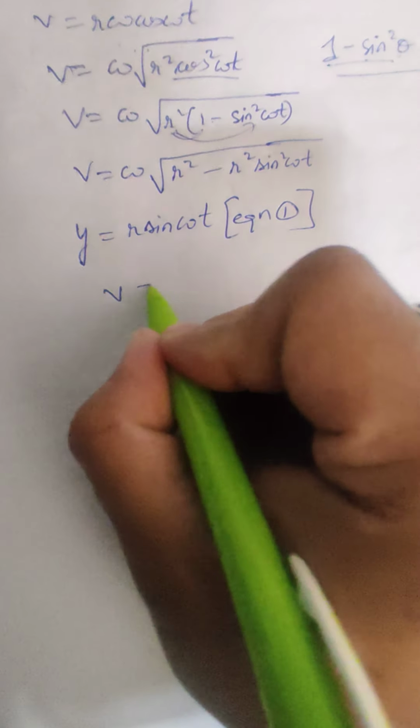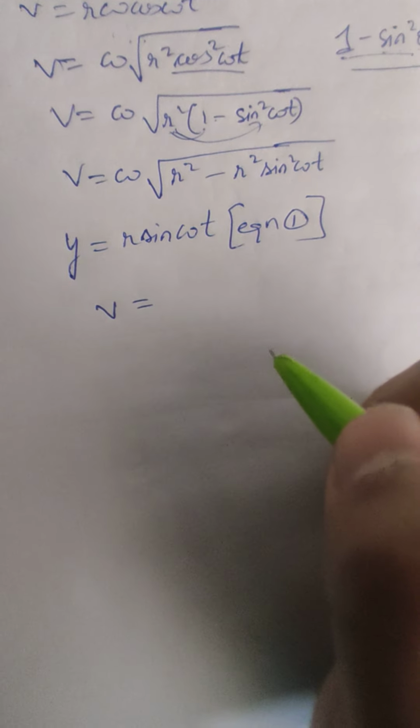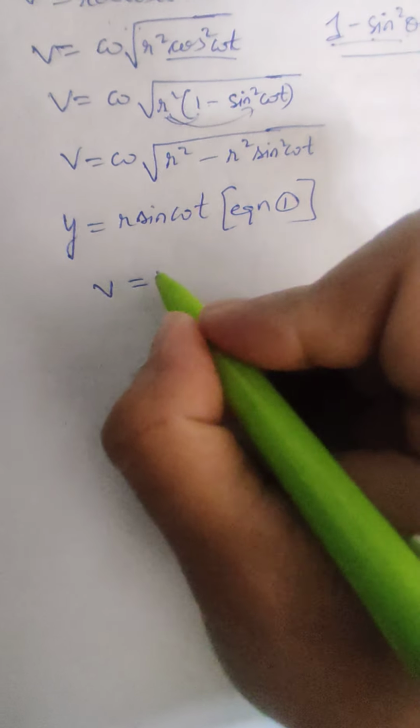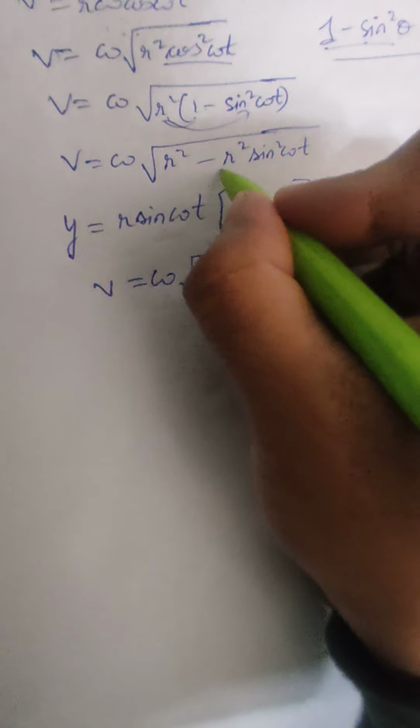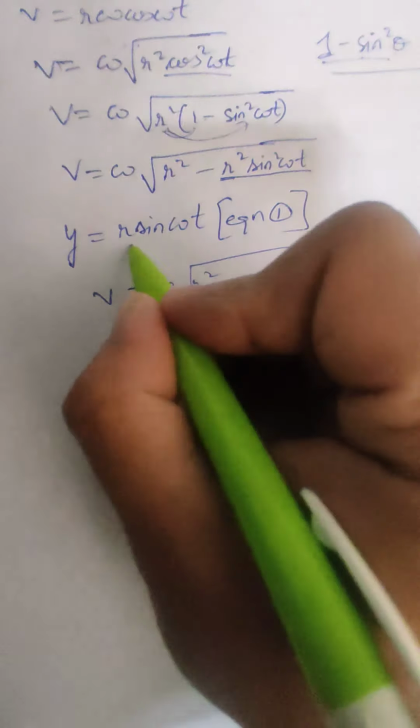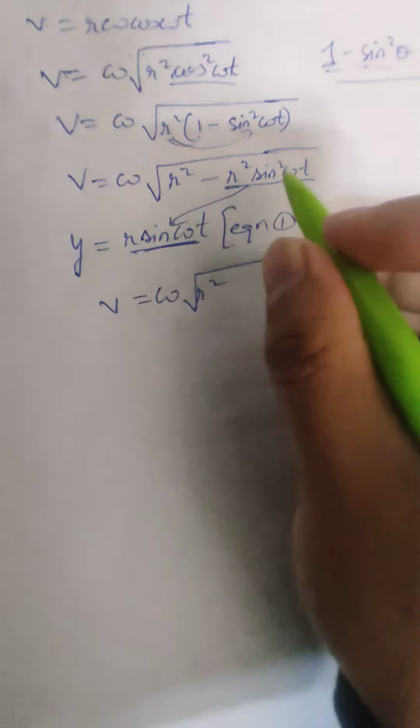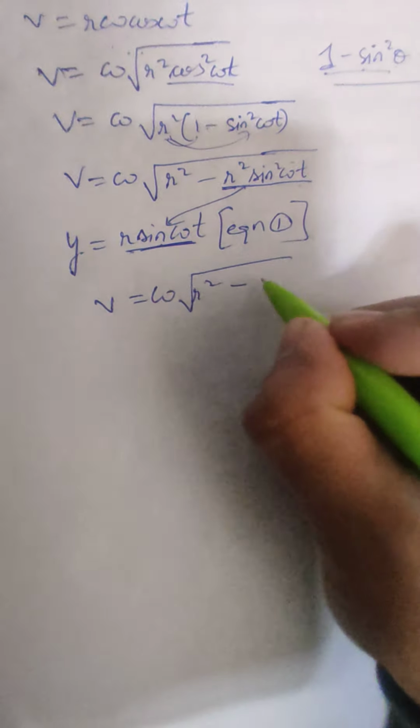This is still v. So v will be equal to omega root over r square minus r square sine square omega t. So what is this? r sine omega t is y, and since it is squared, we will just put it as y square.